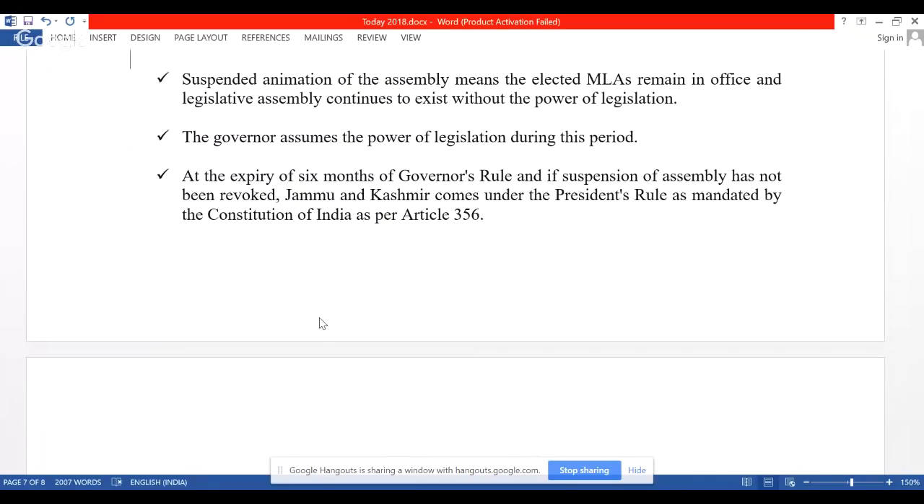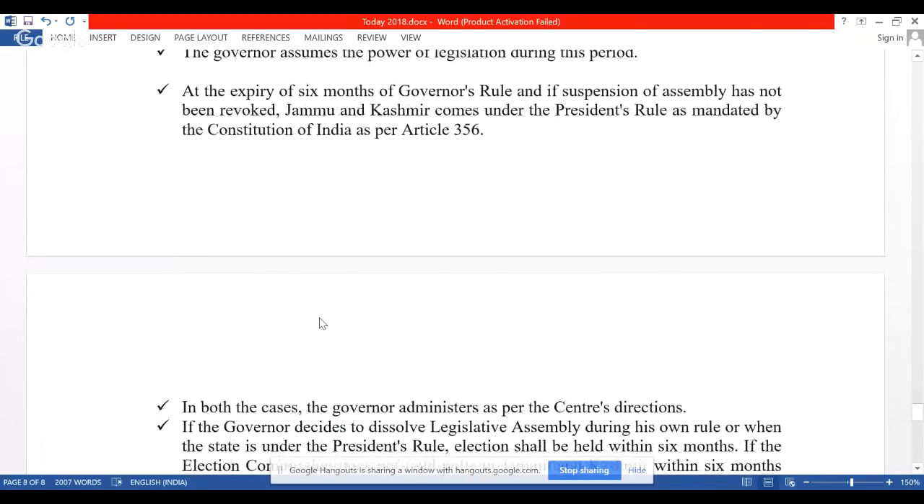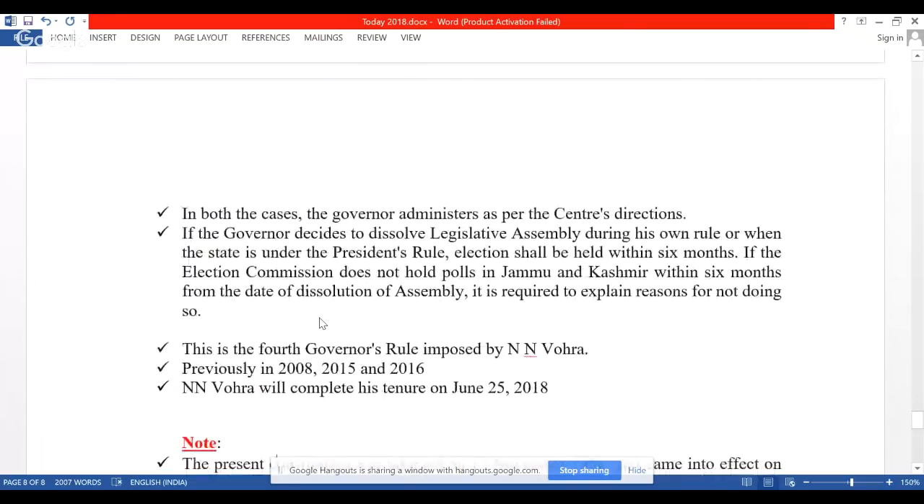The moment you revoke the governor's rule, automatically it will get back its life and the members will gather in the assembly and they will again be empowered to frame legislation with respect to Jammu and Kashmir. But during this period, the governor assumes the power of legislation. Look at this. At the expiry of the 6 months, if the suspension of the assembly has not been revoked, Jammu and Kashmir will come under president's rule. In both cases, the governor administers as per the center's directions.